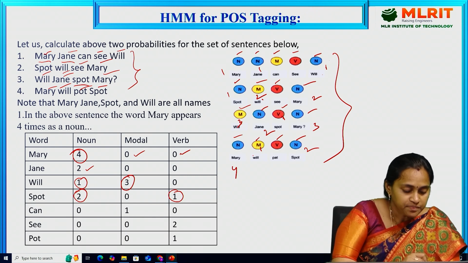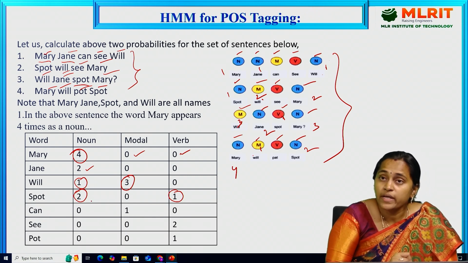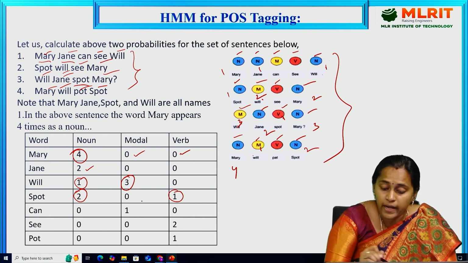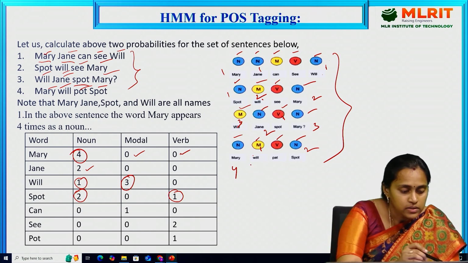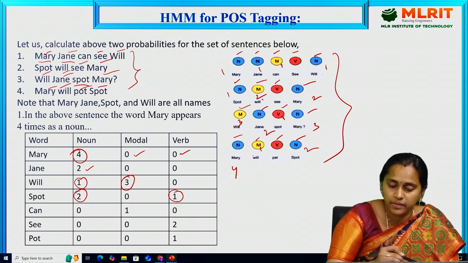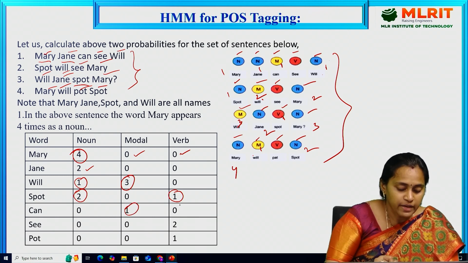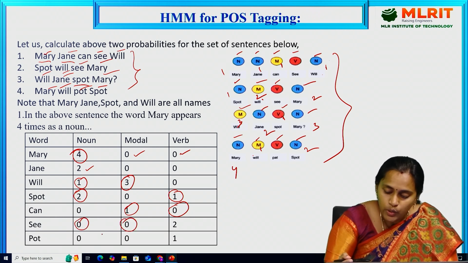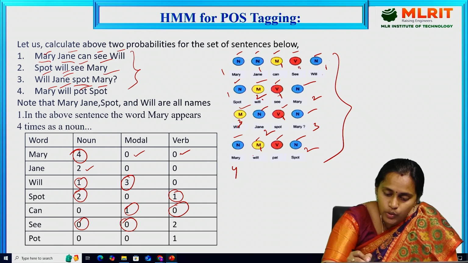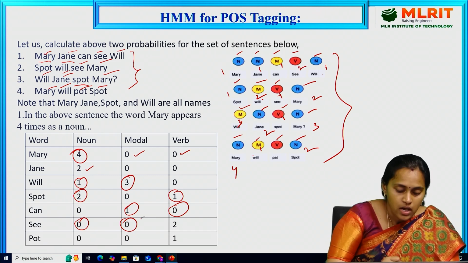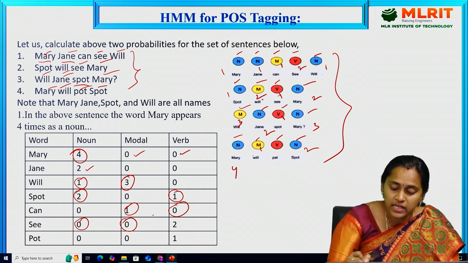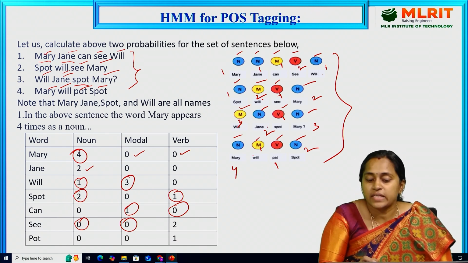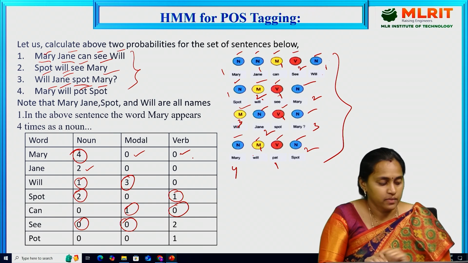See the next one, can. Can act as a noun? No, so it is automatically 0. Can occurs as a modal. How many times? Here, 1 time. But verb 0. See, noun 0, modal 0, but verb 2 times. See 1 time, 2 times. Next spot, noun 0 and modal 0, but verb 1 time. This is the overall structure in a table format. Let's see.